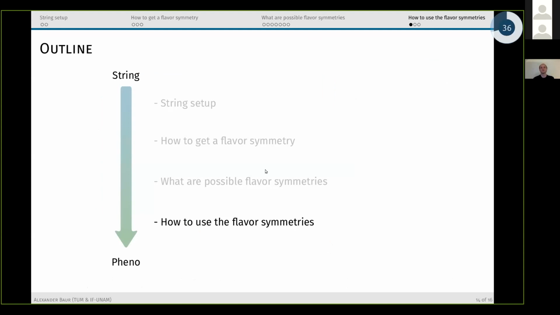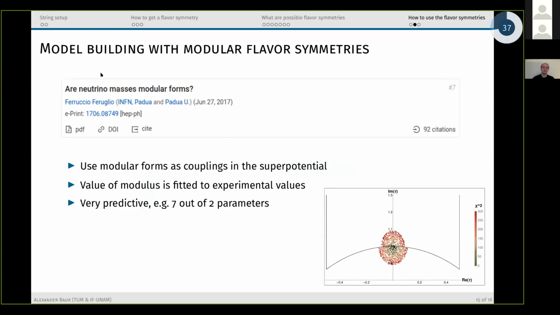Now we saw what kind of flavor symmetries we found by now. And now let's take a really quick look at how to apply those flavor symmetries. So more or less, what are bottom-up model builders up to? And there has been a lot of development. It all started with this paper by Feruglio, a bit more than 3 years ago.